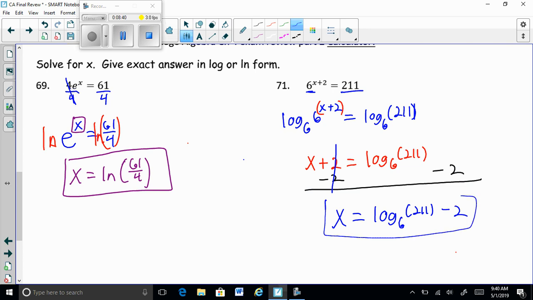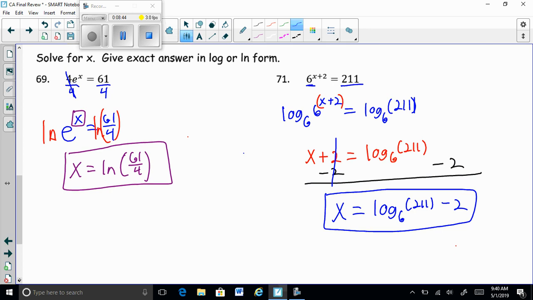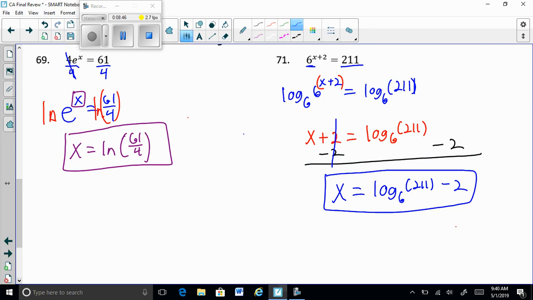Now, if you are going to try to give an exact answer and you don't have a fancy calculator, you'll have to do the change of base formula. And so you'd have to take log of 211 over log of 6 and then subtract the 2. And that would give you an exact answer right there. All right, that's the end of page 3.